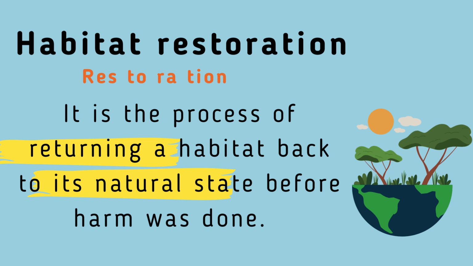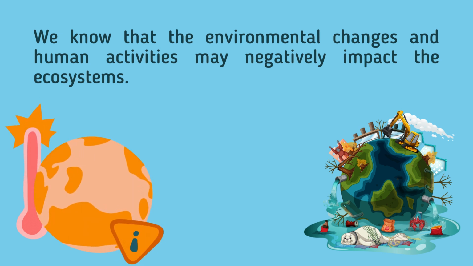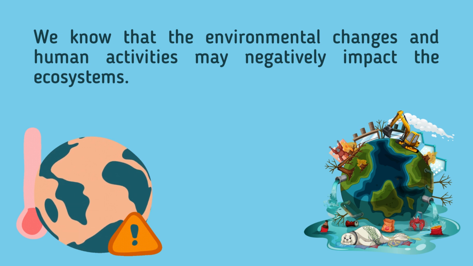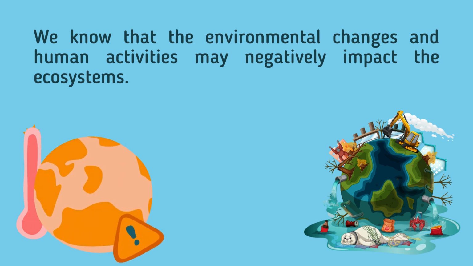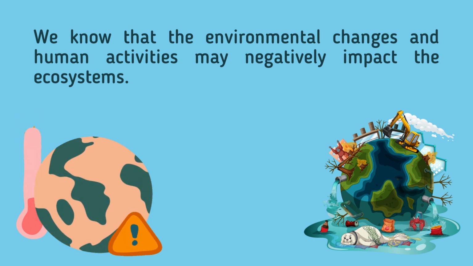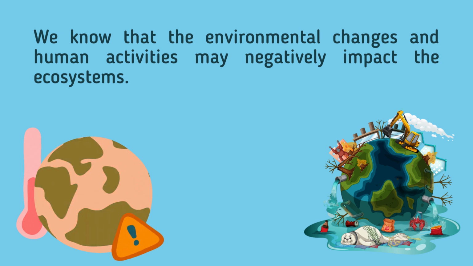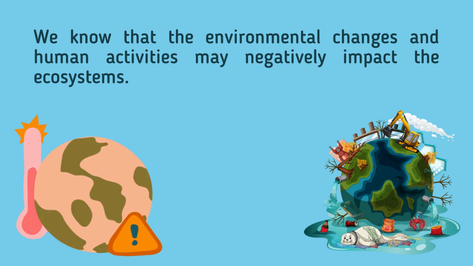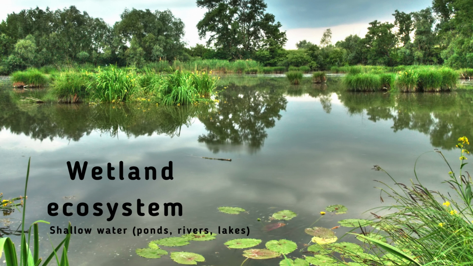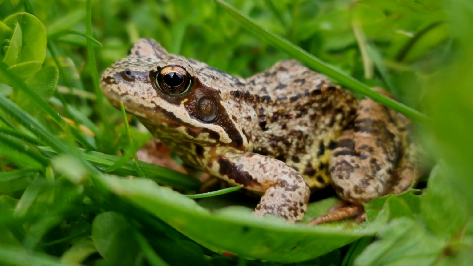Restoration is a process of returning a habitat back to its natural state before harm was done. We already know that environmental changes like temperature increases, which is one of the climate changes, and human activities may negatively impact the ecosystems. Here we have one of the human activities that negatively impact the ecosystem, the wetland ecosystem. We know a wetland ecosystem is a system that is covered with shallow water, grasses, and plants, and this wetland is a habitat for many living organisms.